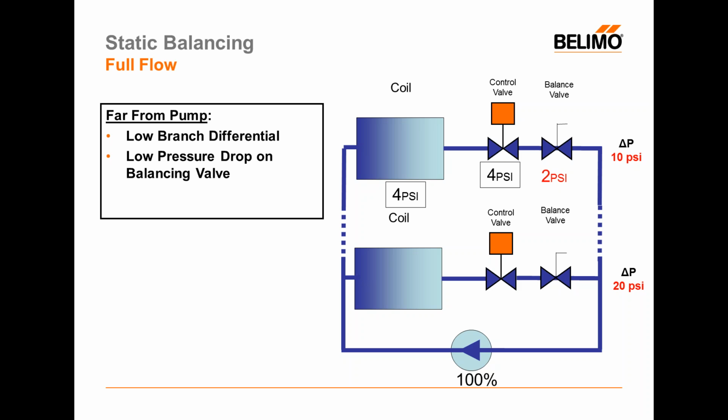Let's now take a look at the first floor. Now remember, the first floor has the same equipment as the top floor. It's the same air handler, the same coil, the same control valve, the same balancing device.